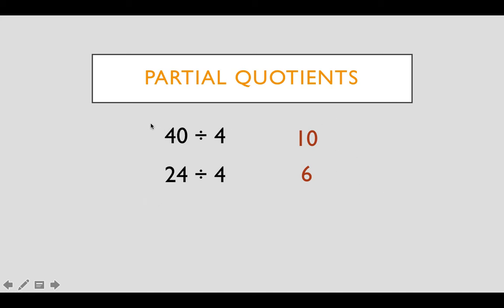Much like doing partial products, we look for products that we can compute mentally. So the question is, if I could do these two, how could I use these two parts to help me figure out the answer to something that I probably can't compute mentally, 67 divided by 4? So I want you to think about what that solution should be.